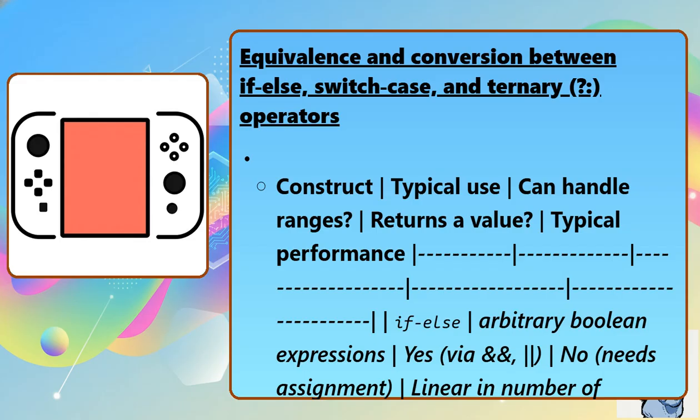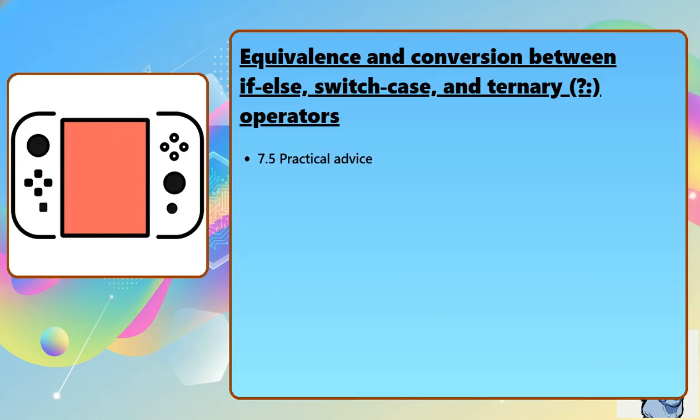Construct: switch. Typical use: single integral or enum expression. Can handle ranges: no, needs discrete constants. Returns a value: no. Typical performance: often O(1) via jump table. Construct: ternary. Typical use: simple two-way choice. Can handle ranges: no. Returns a value: yes, it is an expression. Typical performance: same as a single if, constant time. Performance differences are usually negligible. Choose the style that makes the code most readable.